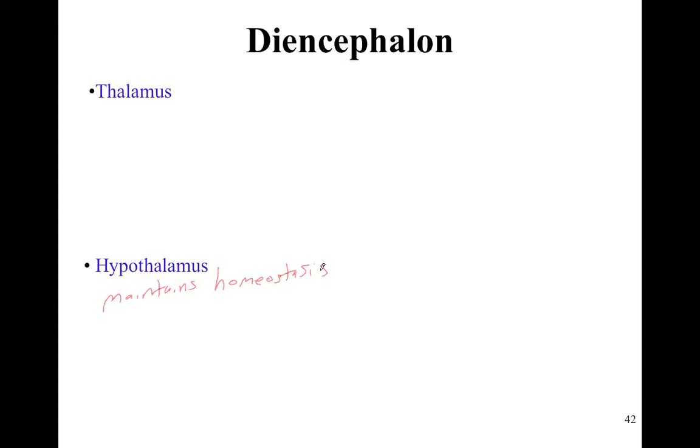And it does this by regulating all those visceral activities. So digestion, body temperature, all that stuff. And it also is a link between the nervous system and the endocrine system. Okay, so that's why some people call it the neuroendocrine system.